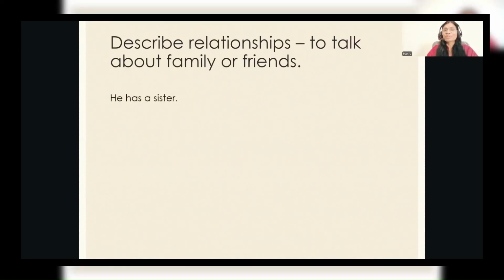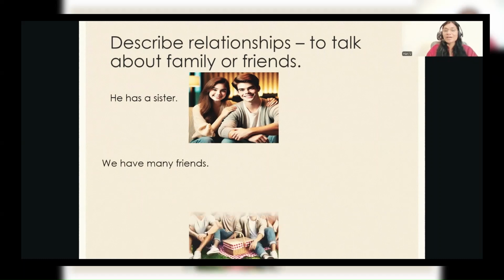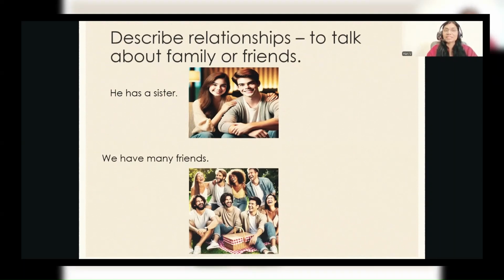We also use the verb to have to describe relationships, to talk about your family or friends. So if you're talking about these two people, you can say, he has a sister. Or you can also say, she has a brother. If you're talking about many people, and if the subject is we, then you say, we have many friends.